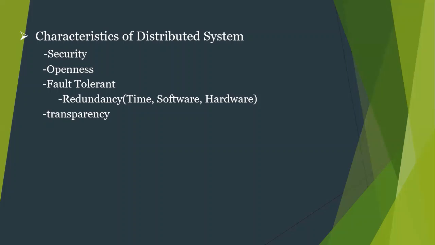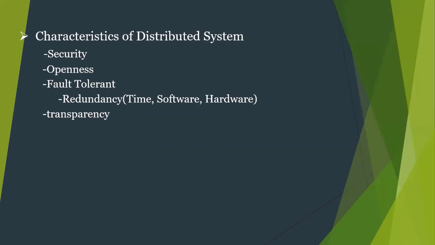The next is fault tolerance. So what is the goal of fault tolerance? Fault tolerance is to avoid failures in the system even in the presence of faults, to provide continuous service. The system is said to be fault tolerant if it is able to recover from the presence of errors.